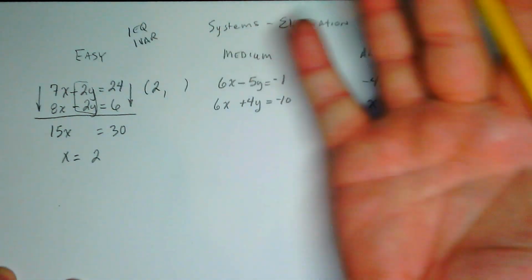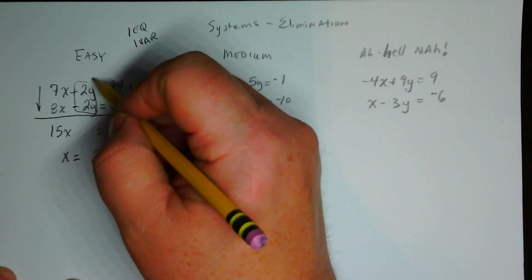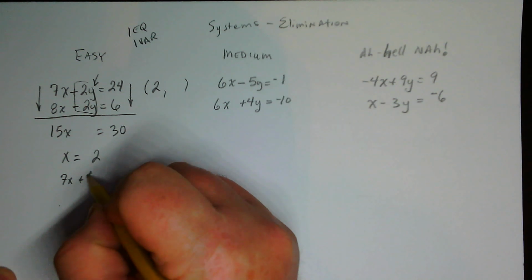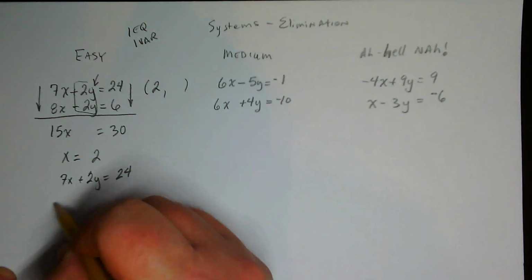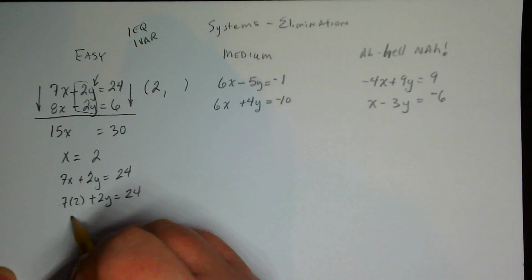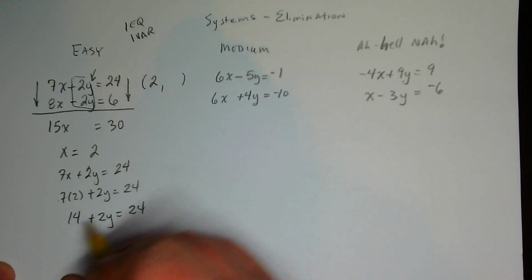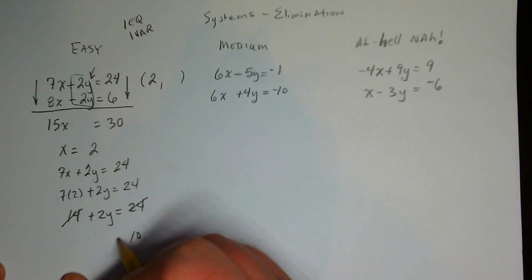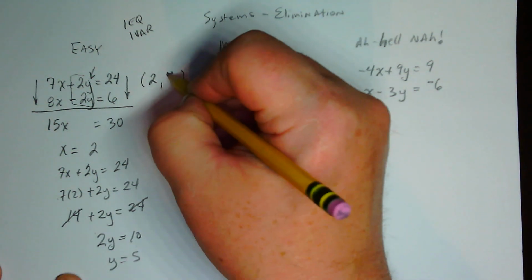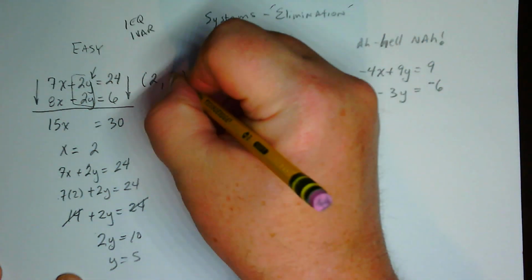Now I just pick either original equation, plug this in, solve for y. So I'm going to go with this one right here because it had a plus, right? So 7x plus 2y is equal to 24. I'm going to go ahead and plug in 2. So 7 times 2 plus 2y is 24. So 14 plus 2y is 24, right? Subtract 14 there, subtract 14 there. I get 10. And then 2 times 5 is 10. So y is 5. Whoa, there we go. Oh man, that's so ugly. Let's fix it. So our solution is (2, 5).